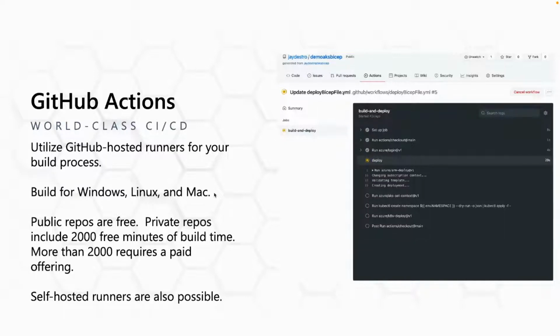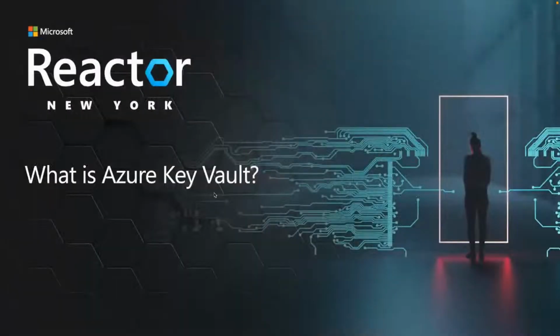Public repos are free. Private repos include 2,000 free minutes. If you need more than 2,000 minutes of build time, you need to use the paid offering. And then self-hosted runners for Windows, Linux, Mac are capable. So you install an agent on your build environment if you have a specific build environment or you're worried about security or something like that. And you can set that up. And so the next part is Key Vault, which is where we're going to be storing our secrets.